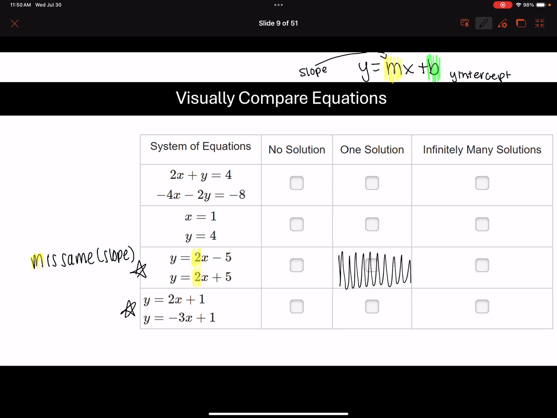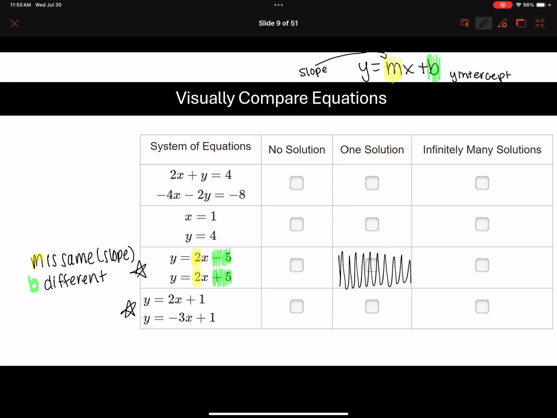The next thing I'm checking is the y-intercept. Now, my y-intercept is always on the end. I have a -5 and I have a +5. So they are different. So B, or my y-intercept, is different.